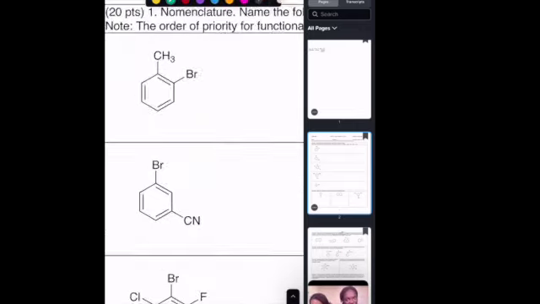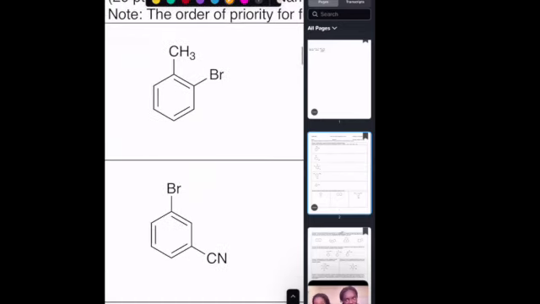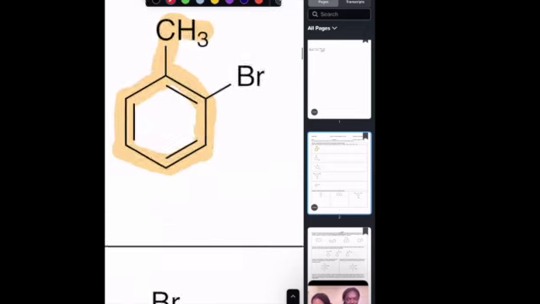First thing that we want to identify is our parent group, parent chain. So as we learned recently in class, we have these substitutive naming. So let's identify what our parent chain is. So we have our substituents, a methyl group and a bromine group. We know that our group is going to be this one right here, and this is toluene.